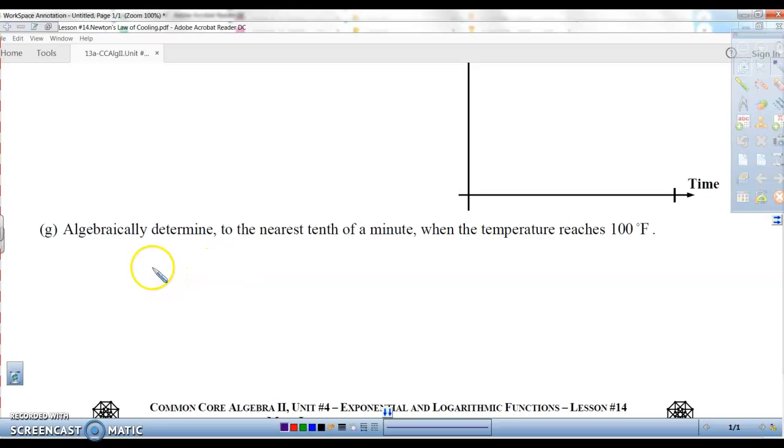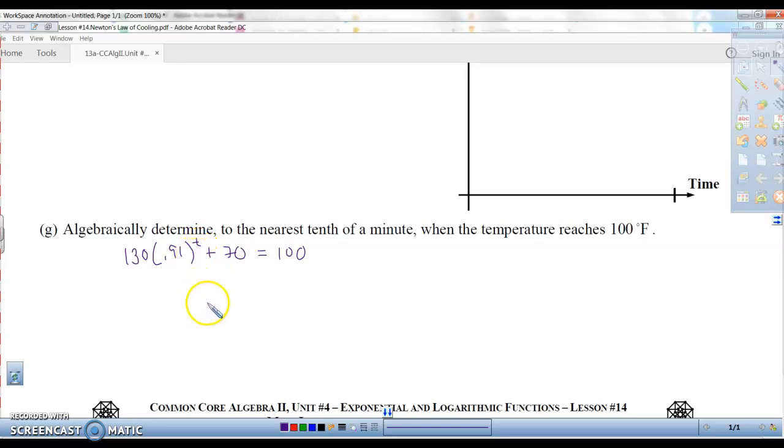Okay, from the previous work we found our equation was 130 times 0.91 to the t plus 70. That was our equation. But we want that to reach 100, so we want this to equal 100. So what we need to do is solve this for t, because we want to find the time. Since t is an exponent, we're going to have to use logs.